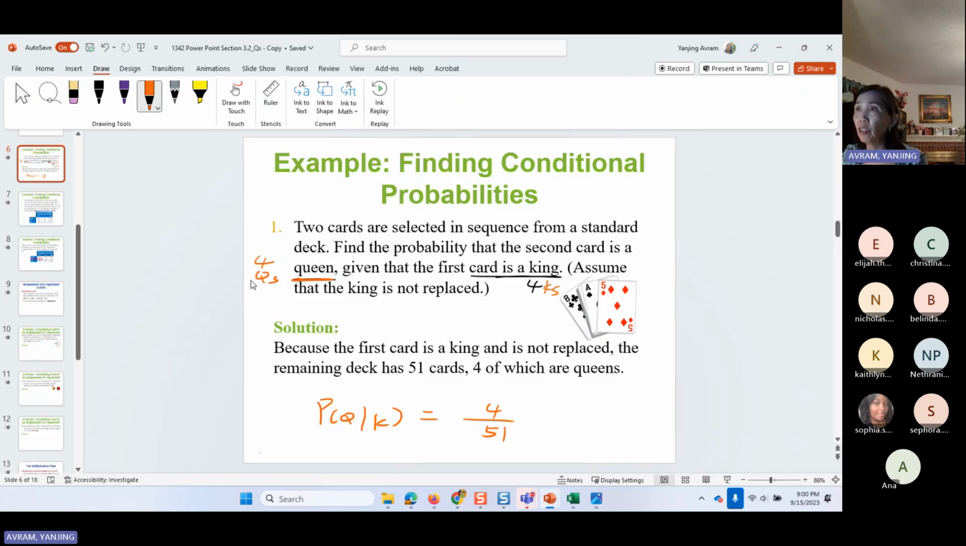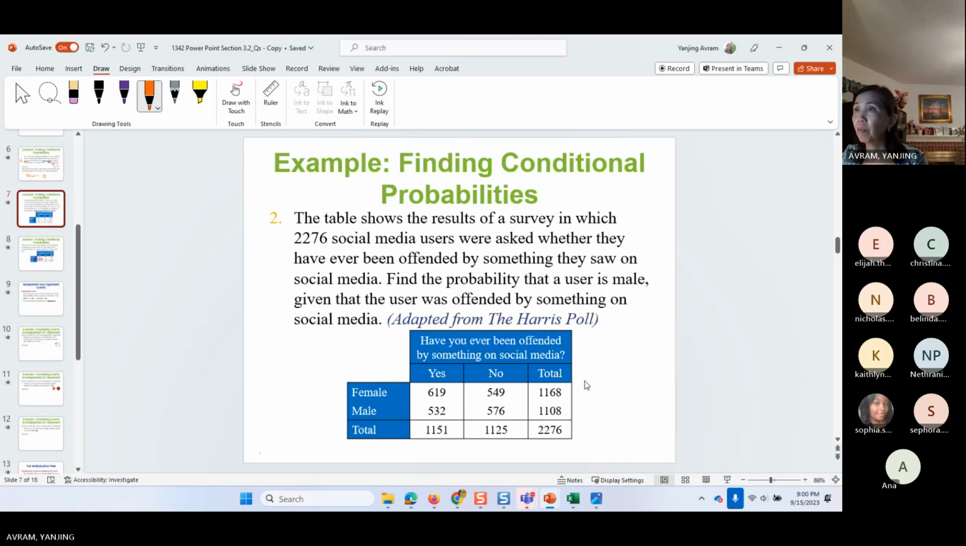All right, so that's called a conditional probability. Okay, so look at this one. For conditional probability, this table shows the result of a survey of social media users who were asked whether they have been offended by something they saw on social media. Okay, so for the probability that a user is male, given the user was offended by something on social media.